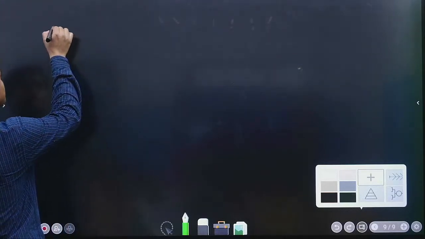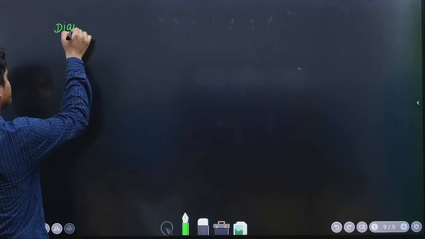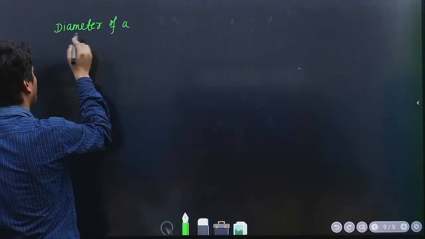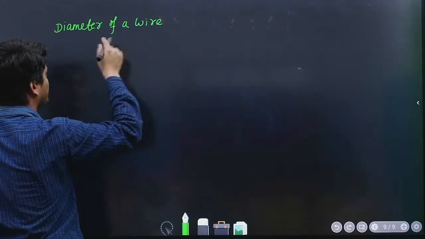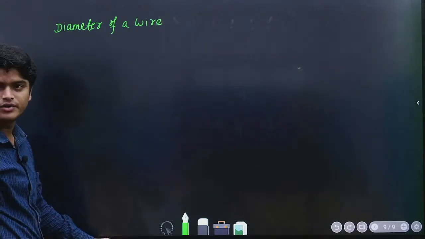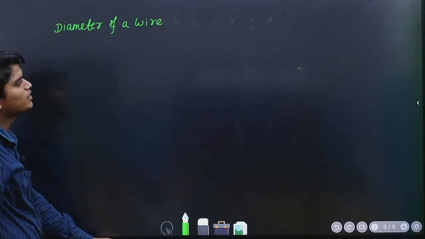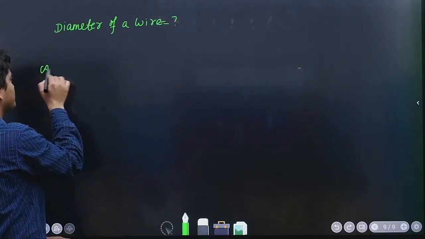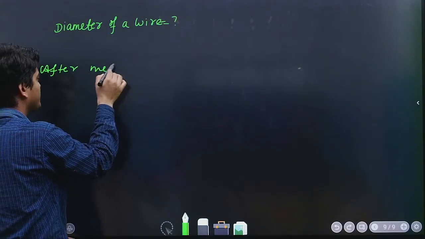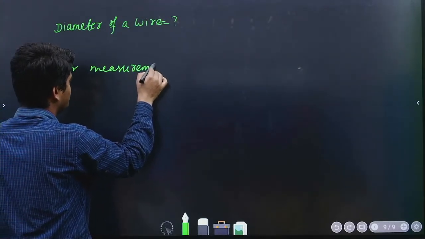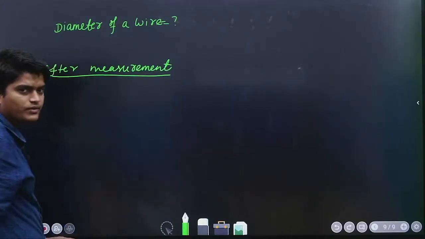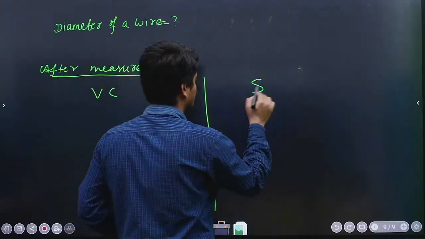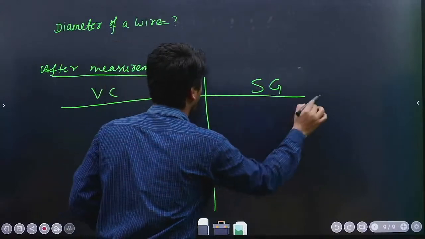They will directly ask what is the diameter of a wire or of a steel ball, or anything like that, which you find in a vernier caliper or screw gauge. After measurement, they will ask you to find the diameter, and other things will be given. After measurement from the two devices, one is the vernier caliper and one is the screw gauge, what do we need to do?